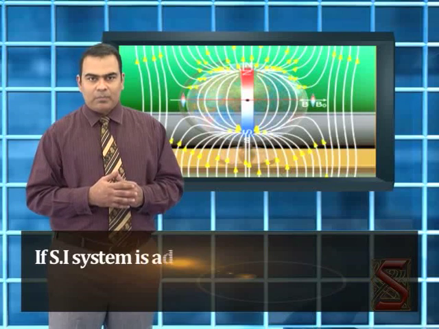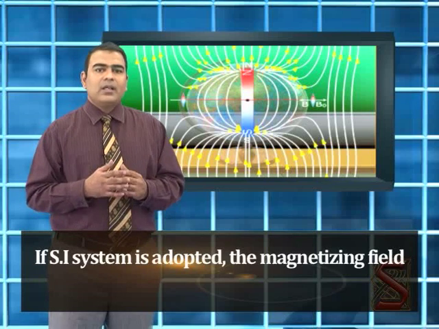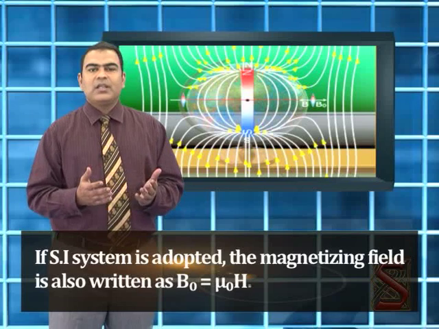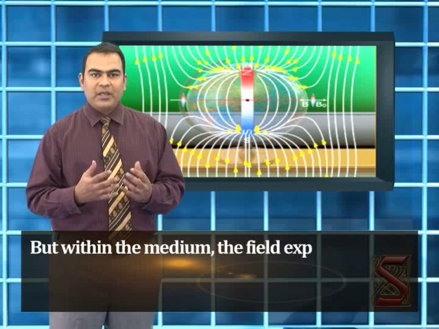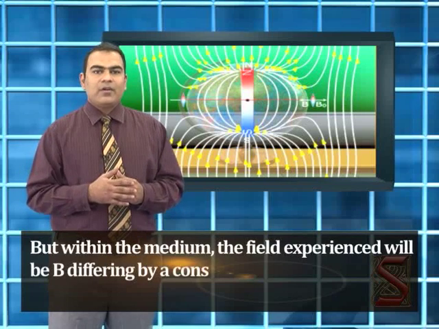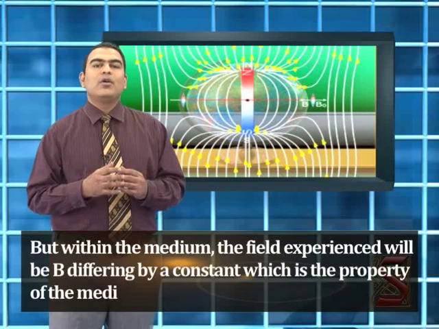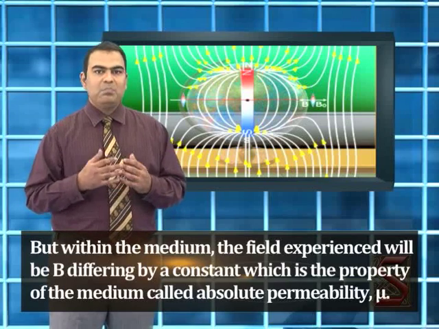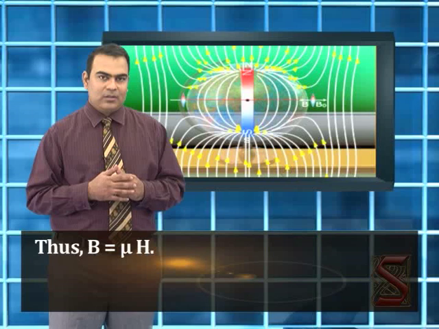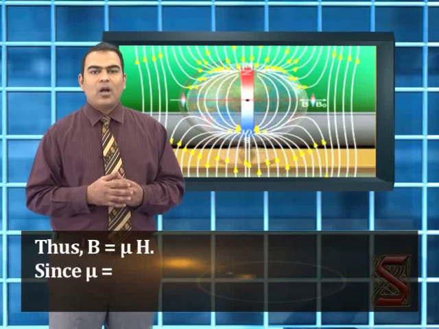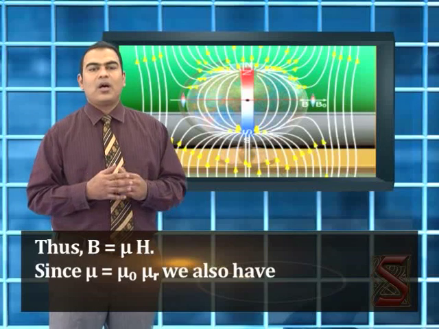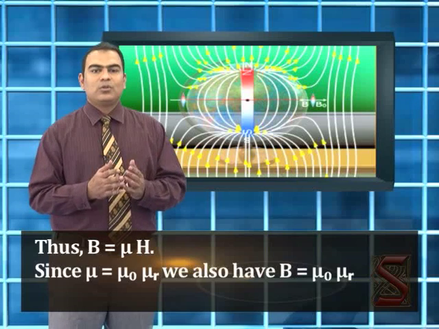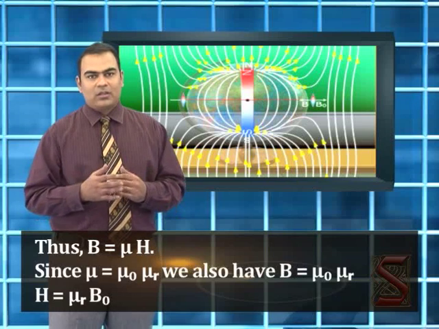If the SI system is adopted, the magnetizing field is also written as B naught is equal to mu naught into H. But within the medium, the field experienced will be B, differing by a constant, which is the property of the medium called absolute permeability mu. Thus, B is equal to mu into H. Since mu is equal to mu naught into mu r, we also have B is equal to mu naught into mu r into H, which is equal to mu r into B naught.